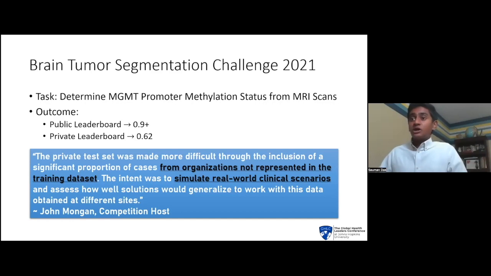When the participants' models were tested on a hidden private data set, the top results went all the way down from 0.9 down to 0.62. So once the competition was over, the organizers revealed that the private data set contained images collected from varying institutions, but not a part of the training set. This perfectly simulated real-world conditions, since the models will need to work on MRI scans collected from any hospital, not just those included in the training set.